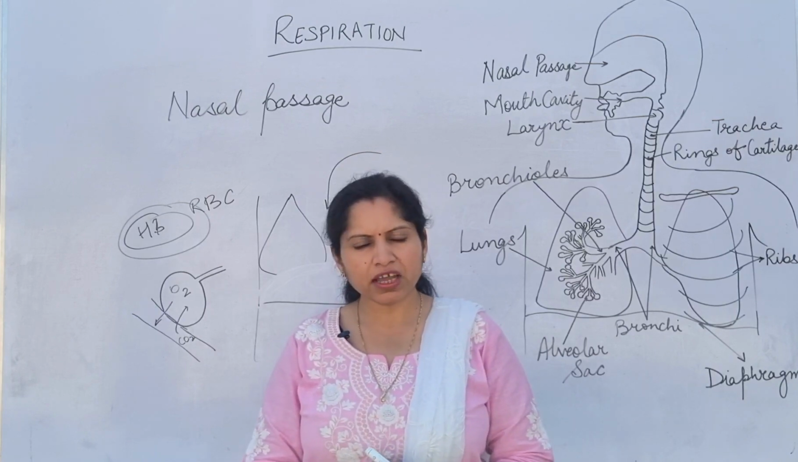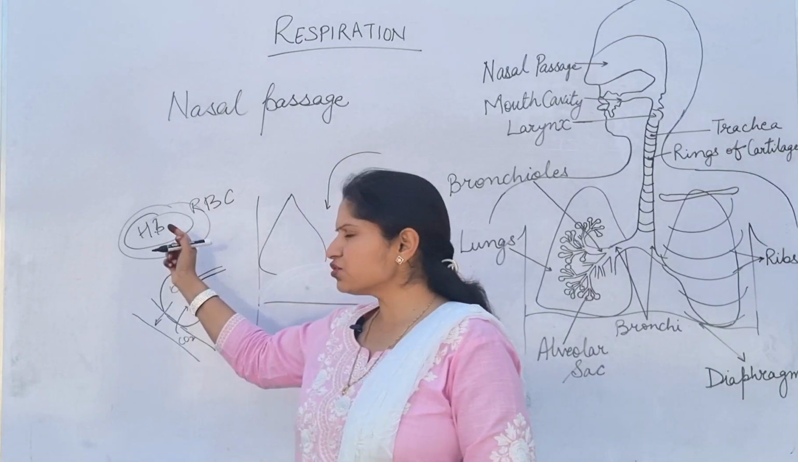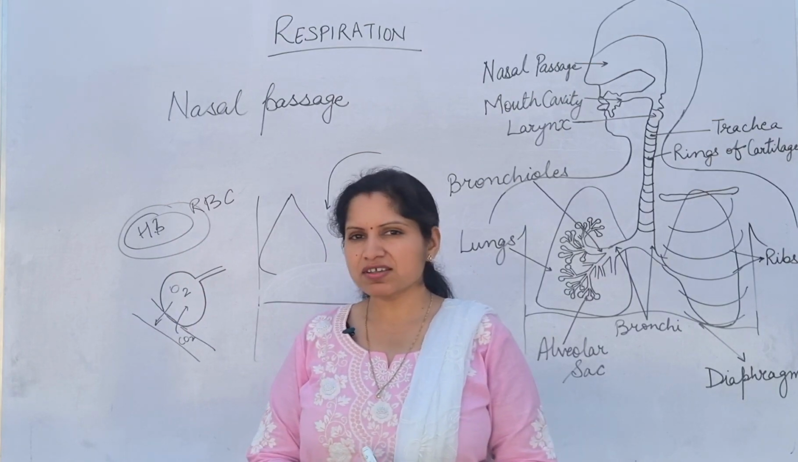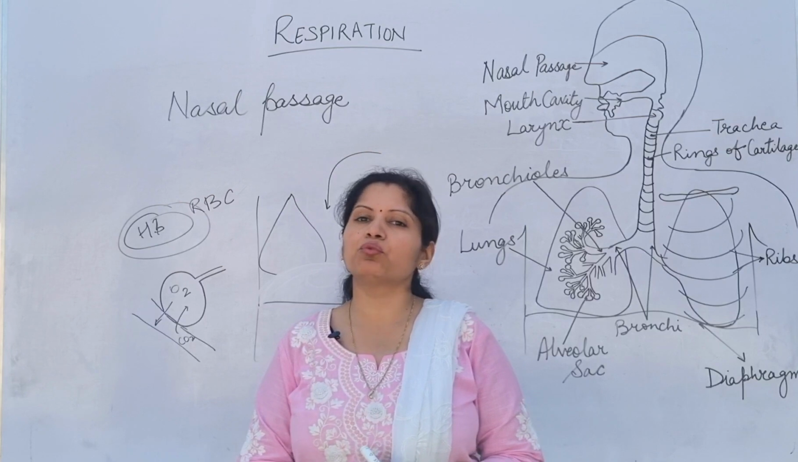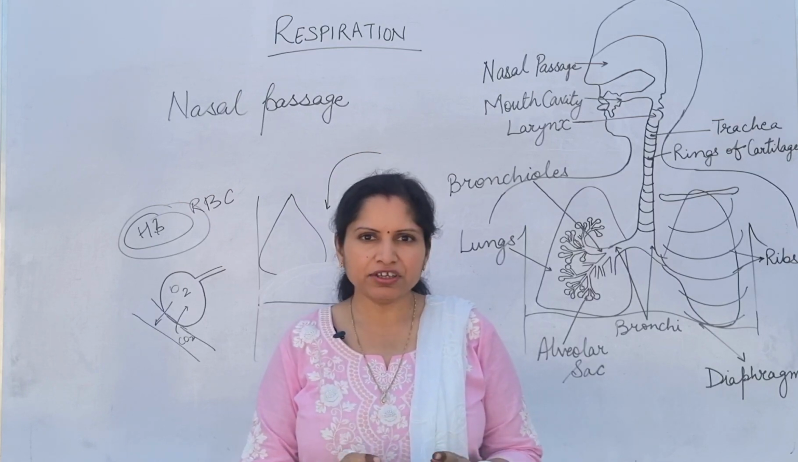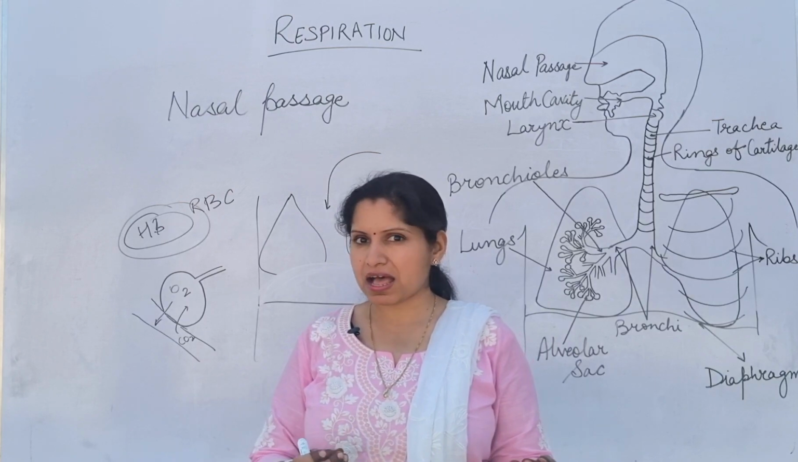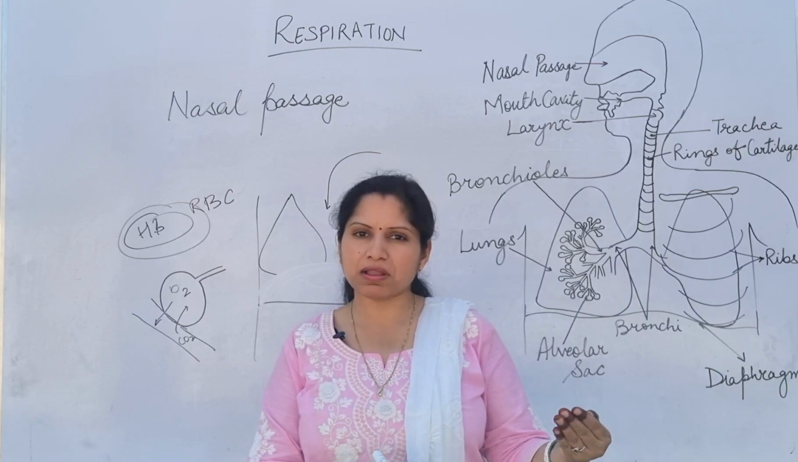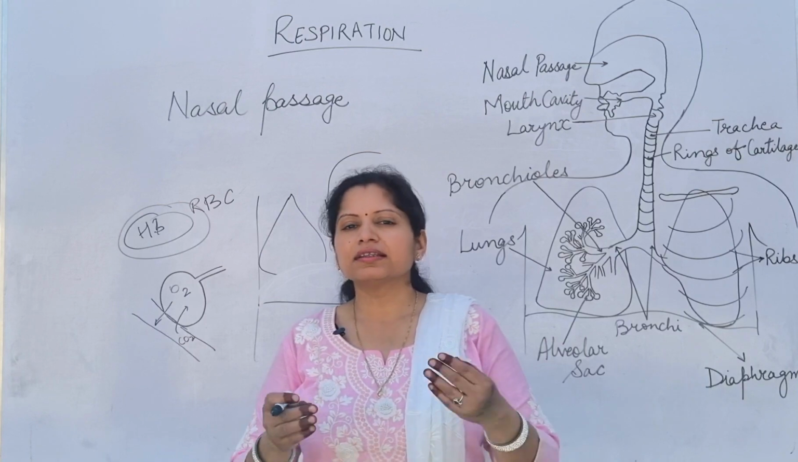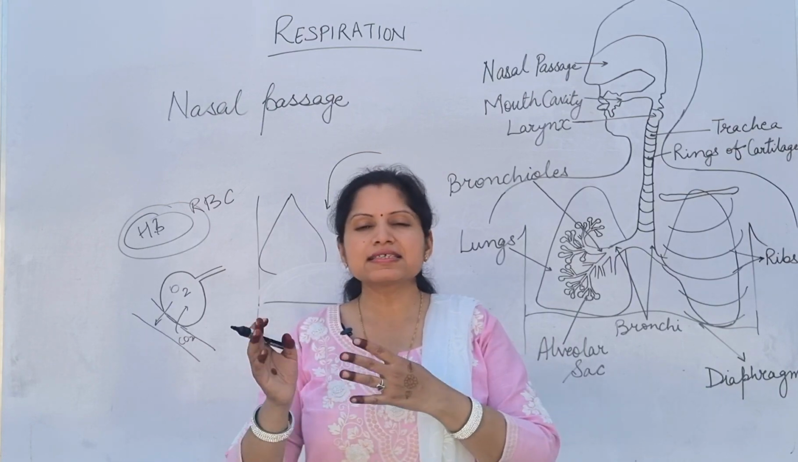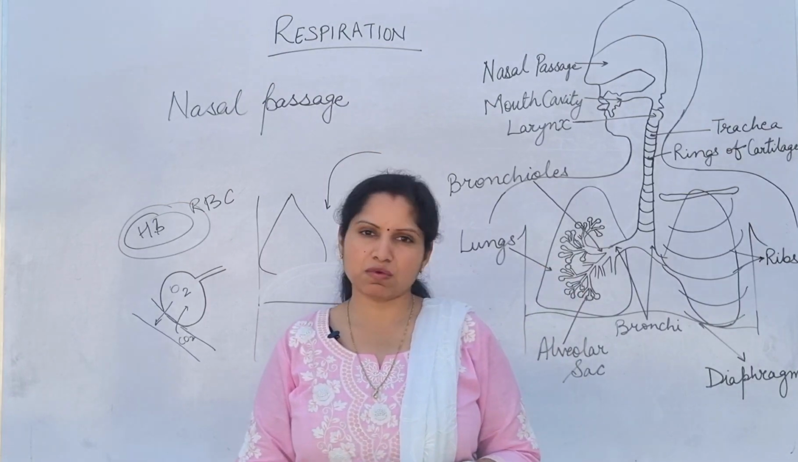But what about carbon dioxide? Does the carbon dioxide also travel with hemoglobin? No. Carbon dioxide is highly soluble in water, and you all know that blood has plasma. The water content of the blood is mainly plasma. So carbon dioxide, being more soluble in water, is transported along with the plasma only.